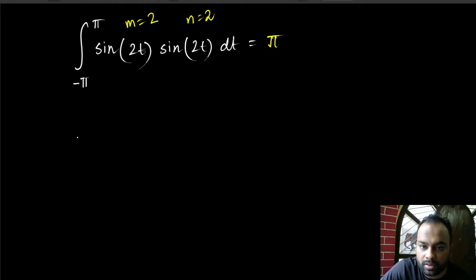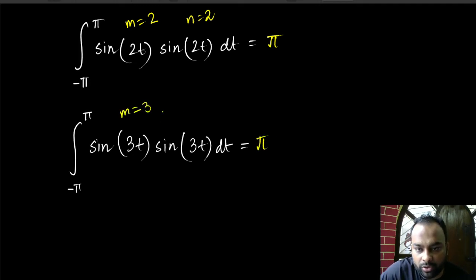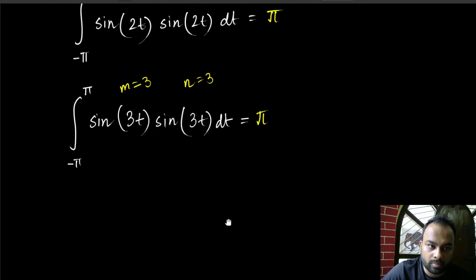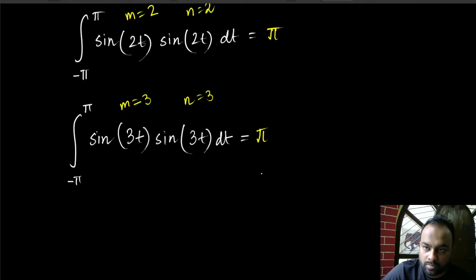Similarly, integration from minus pi to pi sine 3t sine 3t dt, that is also equal to pi, because m is equal to 3, n is equal to 3 here, right?